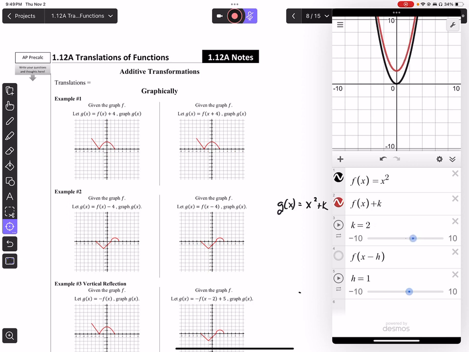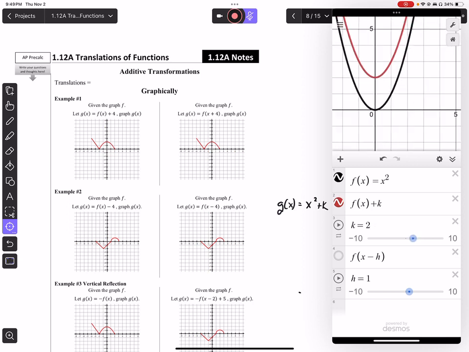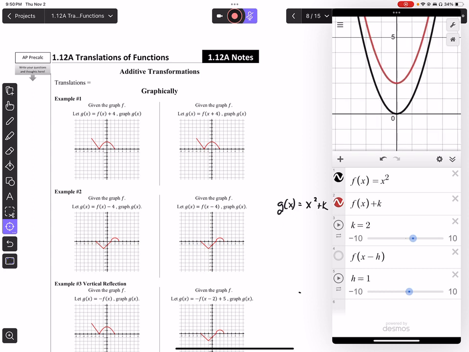And you can see this graph is going by 2s. Now it's going by 1s. You can see it's just been moved up by 2 units. Okay, so whatever I add to the outside of the function moves it up, or if I subtract something from the outside, it moves it down. So let's go over here and let's look at problem number 1. We'll just see how to graph it.